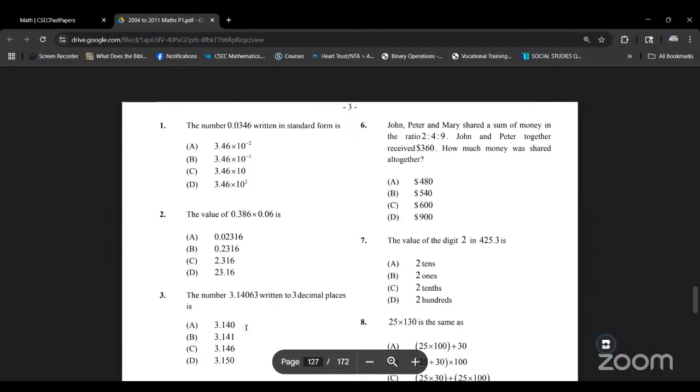3.141? B, sir. B. That's correct. 3.141. Good. All right. That's correct. Okay. So let's now move on to the other one.